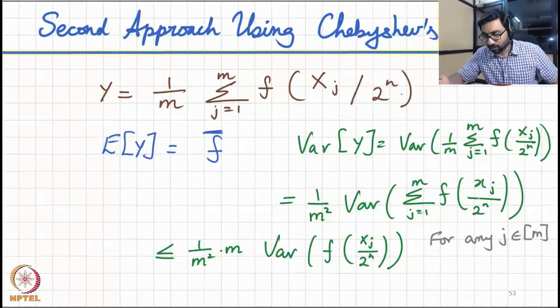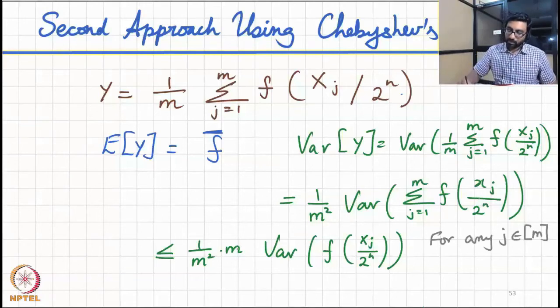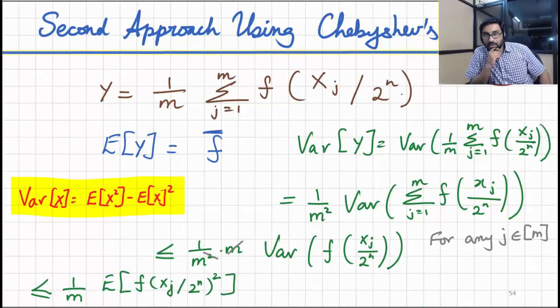But each of these xj values has the same variance, so for any fixed j, we multiply the variance by m, and that's what we get over here. And so with some cancellations, we get 1 over m, and then notice that the variance of a variable x is equal to E of x squared minus E of x the whole squared. So if we just want an upper bound, we can just use the first term in this formula for the variance.